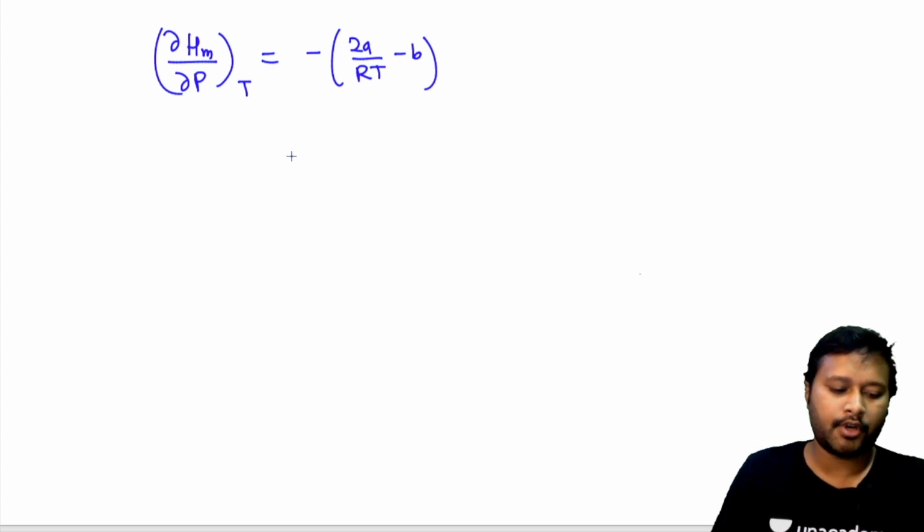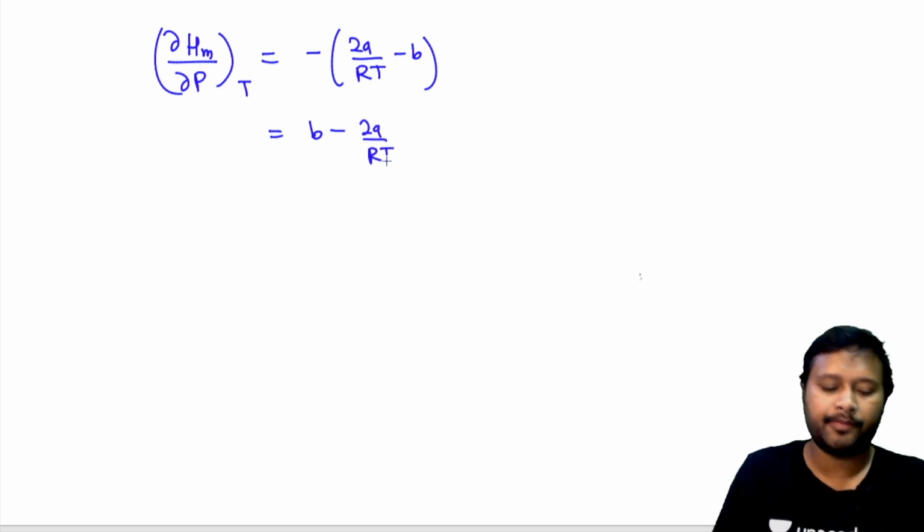Alright, so what you have to do now is solve this negative sign, so this will become B minus 2a upon RT. But here in the question you don't have to calculate the value of del Hm upon del P at T. You have to calculate the value of delta H. So for that you have to multiply dP to the other side. So basically this will become del Hm, and this will be equal to, you just have to take the LCM over here as RT, it will be (BRT minus 2a) upon RT, times del P.